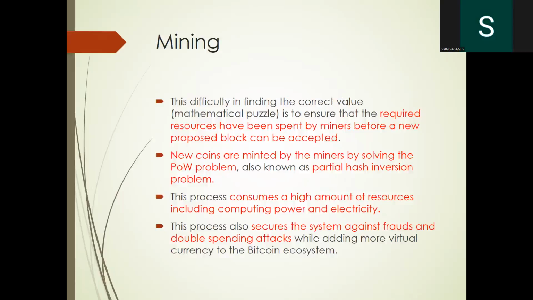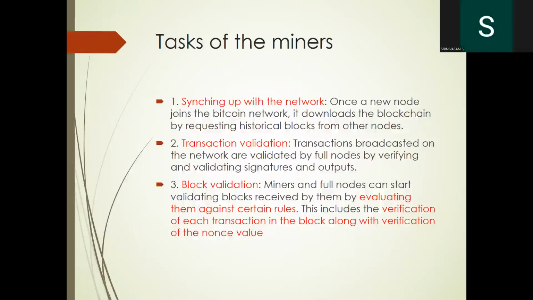New coins are minted by the miners for solving the proof of work problems. This is also known as partial hash inversion problems. As I said earlier, it is a resource intensive work and it needs a lot of computational power as well as the electricity power. This process is important because it avoids the double spending attacks in the Bitcoin networks.